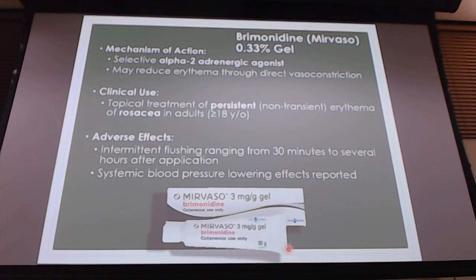Looking at your brimonidine or your Mirvaso, this one, again, is one of those medications, an alpha-2 adrenergic agonist, that's going to help decrease some of that vasodilation. So if I can decrease vasodilation, what I can see is that my redness is going to decrease. That's my problem in my rosacea.